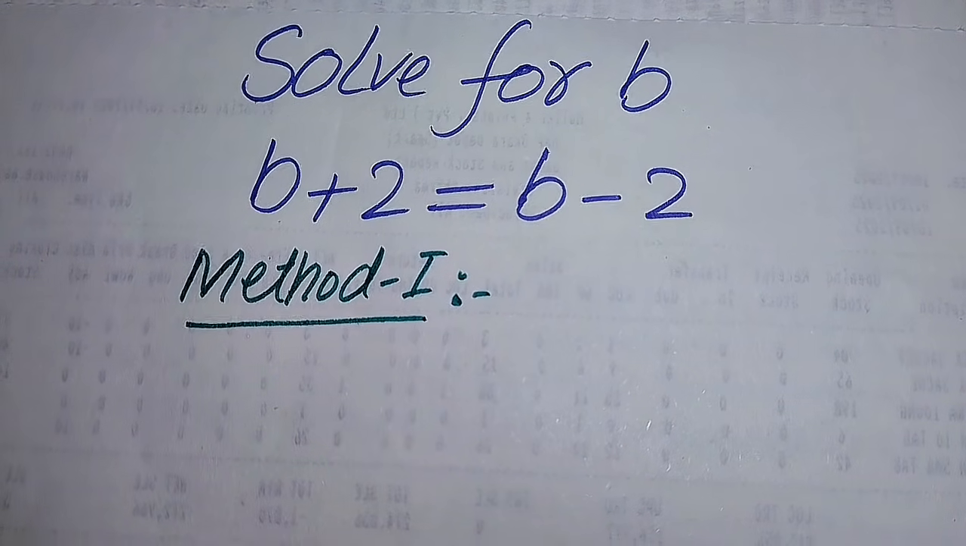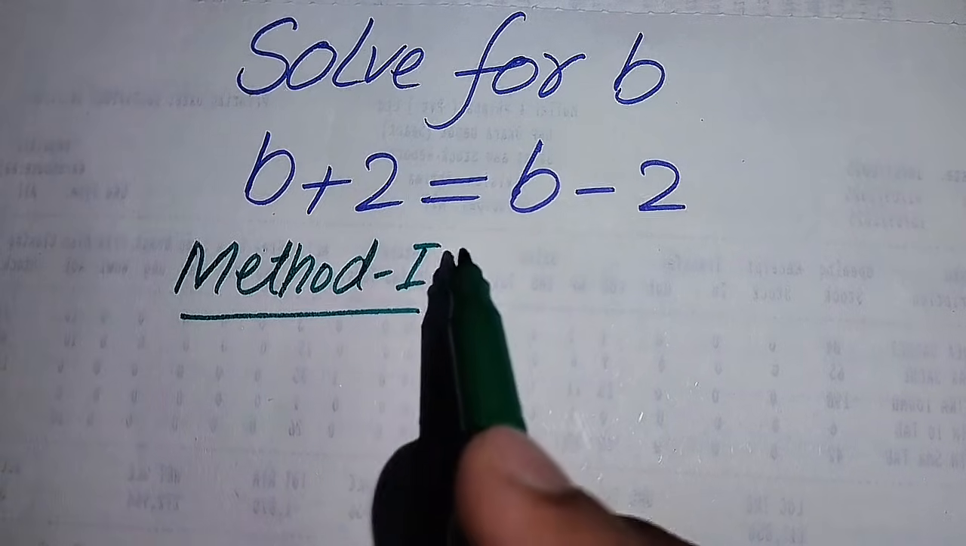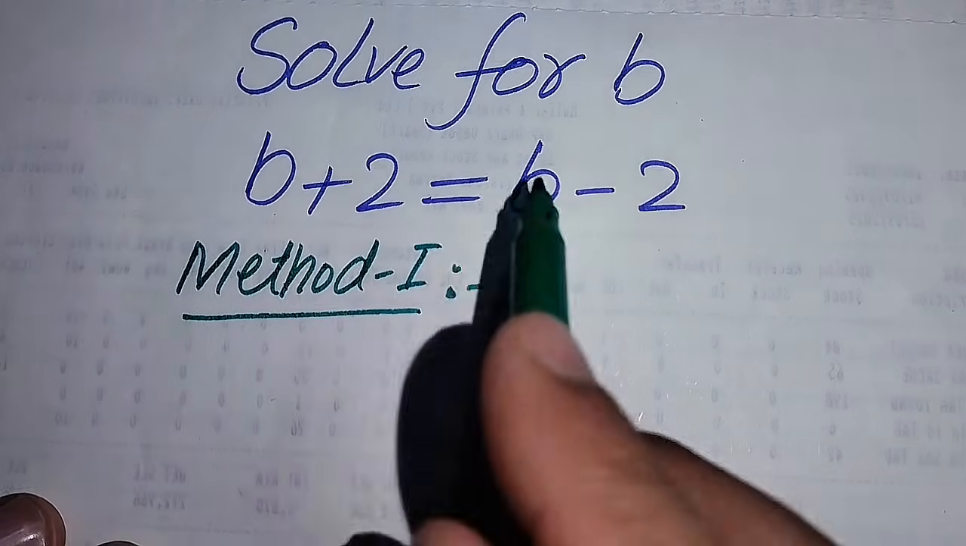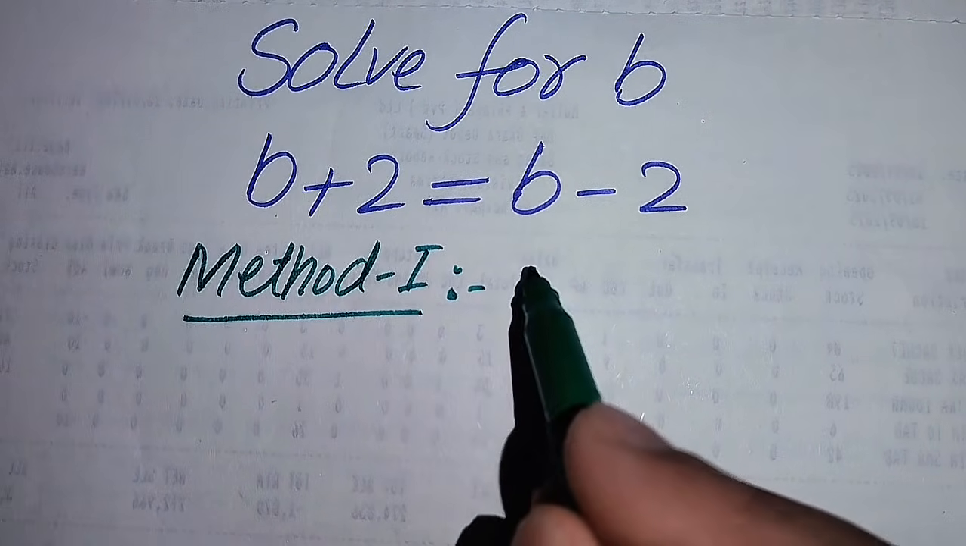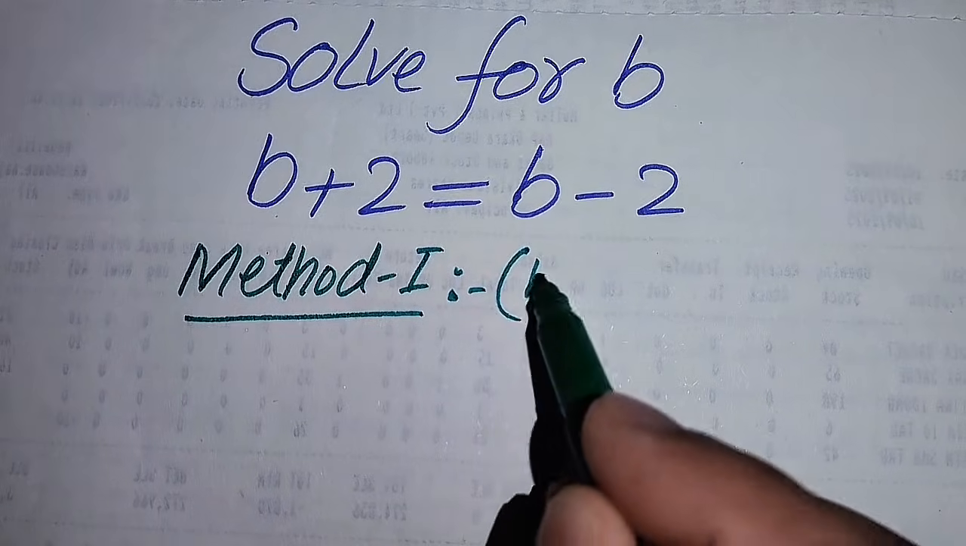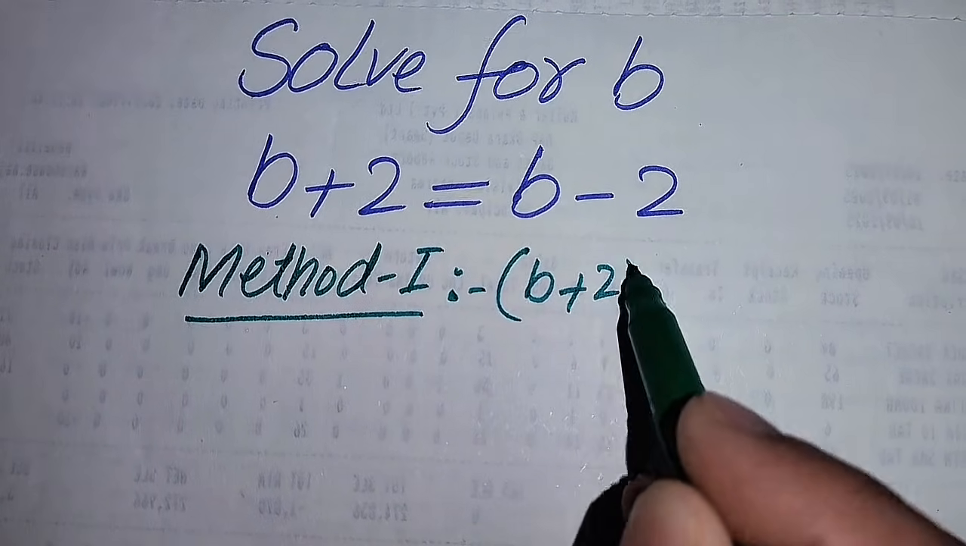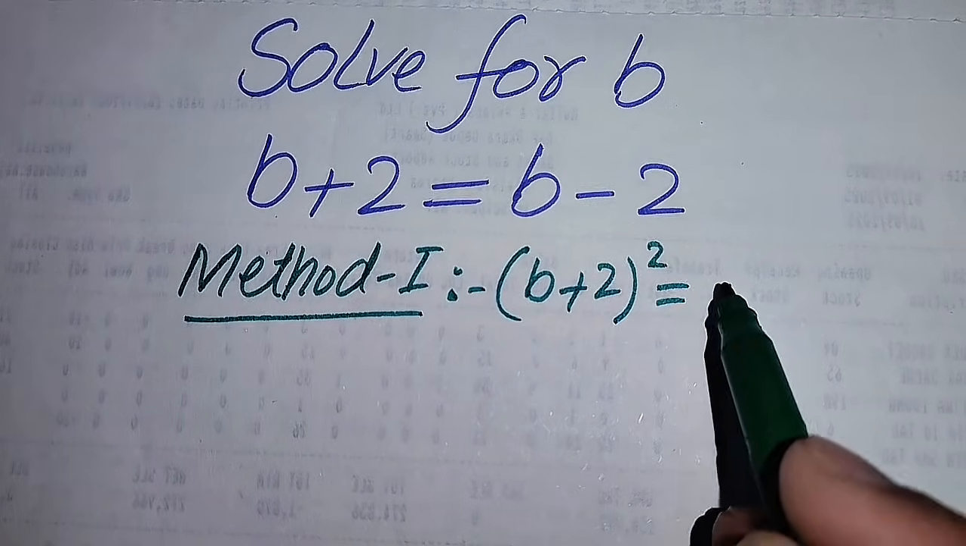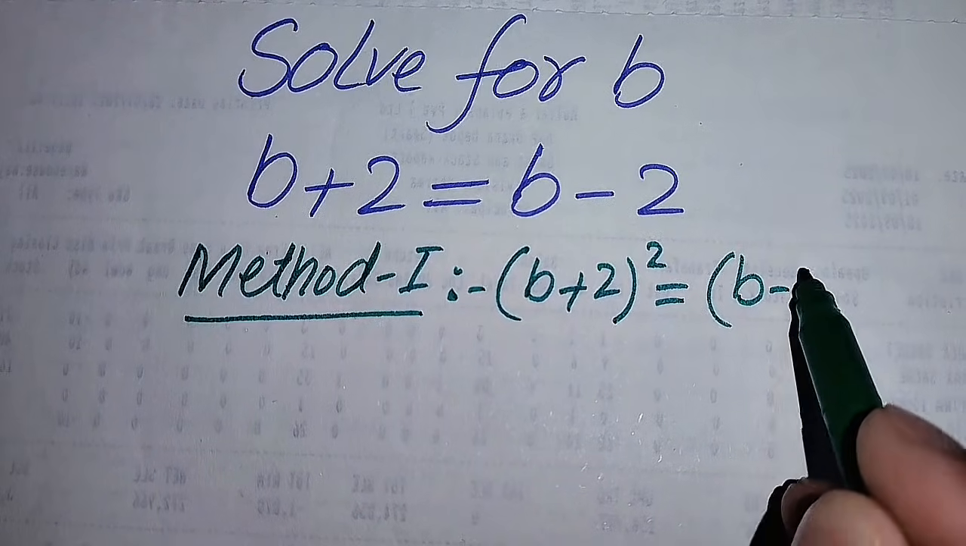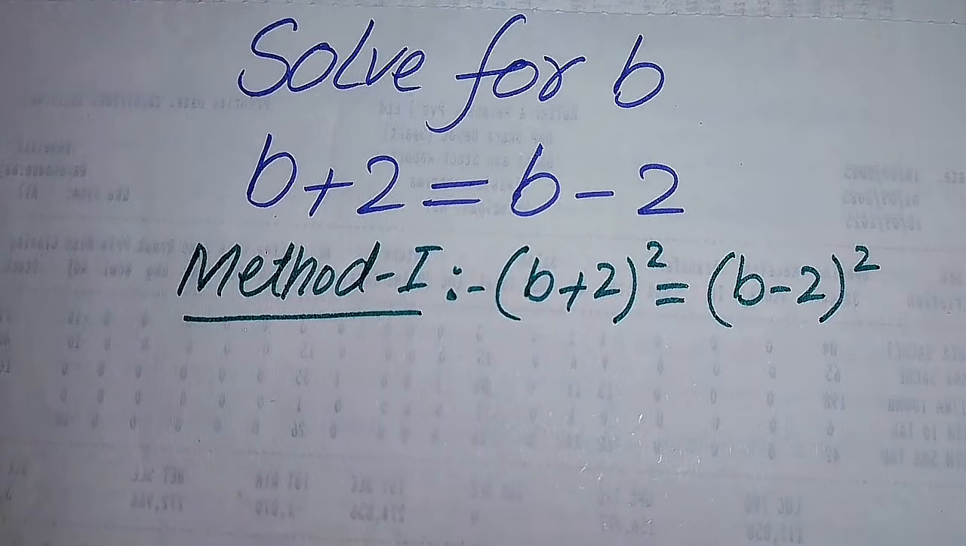So here we move toward the solution of this problem. The very first thing we are going to do is take a squaring on both sides. And when we apply squaring, it will be written as (b + 2)^2 = (b - 2)^2.